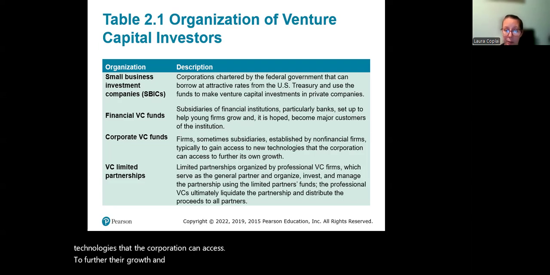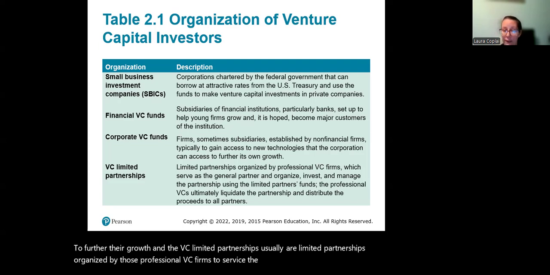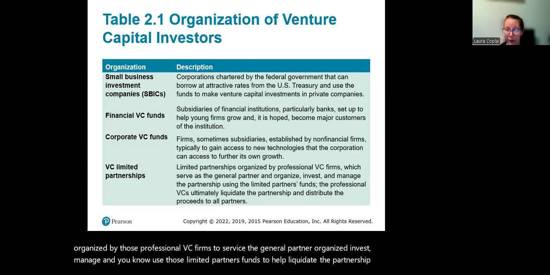And the VC limited partnerships are usually organized by professional VC firms to serve as the general partner, to organize, invest, and manage, and use those limited partners' funds, then help liquidate the partnership and distribute the proceeds to all partners.